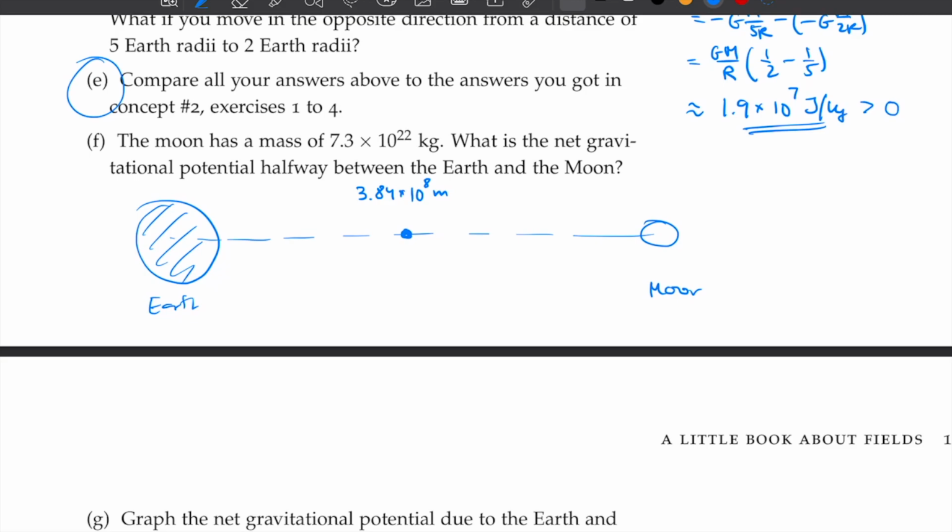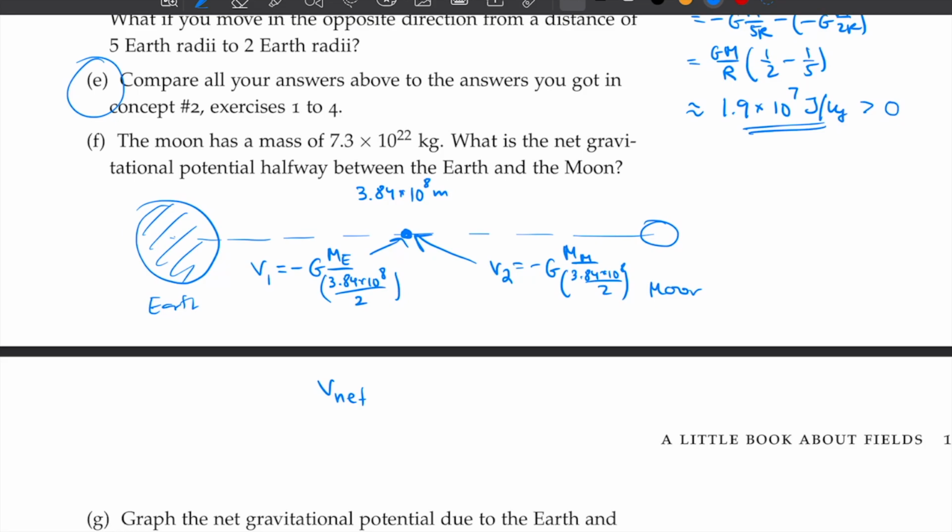Well, this is where it's very convenient that potential is a scalar quantity. So the potential at that point due to the Earth is equal to minus GM over r, where I just take that distance over 2, right? So r is half the distance. But then there's also a potential at that point due to the Moon, with 3.84 times 10 to the 8 over 2. And what I do is I just add those two scalar quantities to get the net gravitational potential at that point.